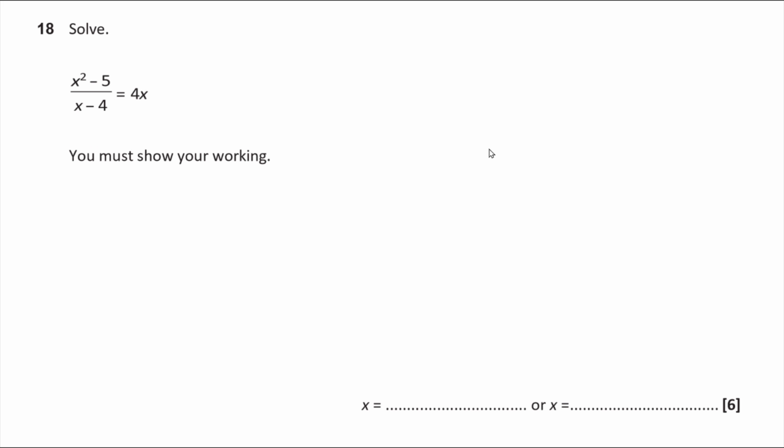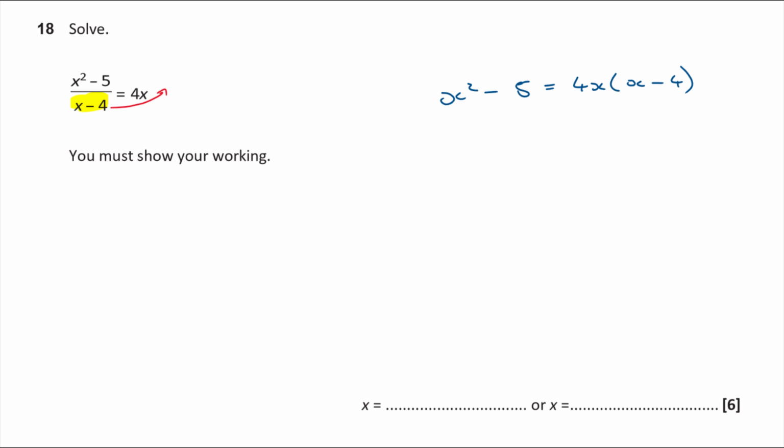Question 18. Solve x squared minus 5 over x minus 4 equals 4x. Nice little bit of algebra. Okay. First thing I'm going to do is cross multiply the denominator of this fraction. I'm going to multiply both sides by x minus 4, and the result will be that it moves up there, and I'll get x squared minus 5 is equal to 4x lots of x minus 4, like that.